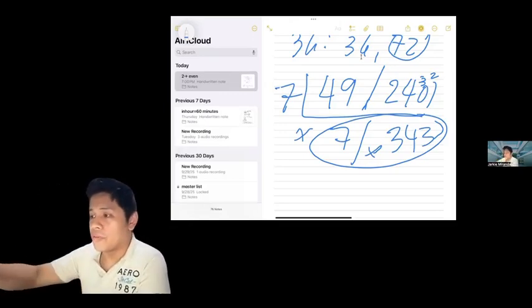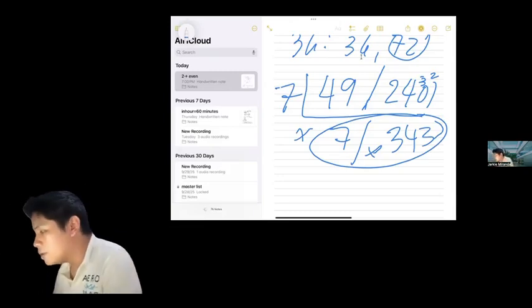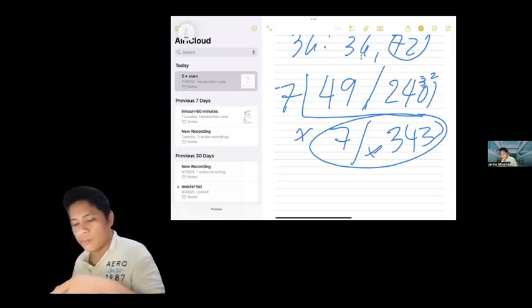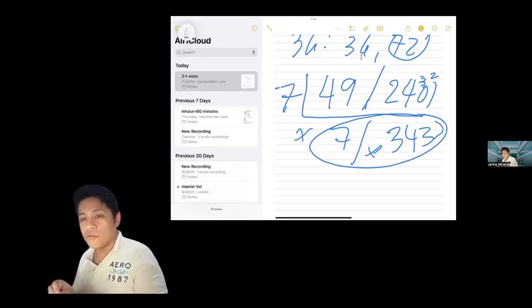So I hope you learned the importance of divisibility rules and how you apply them to fractions.